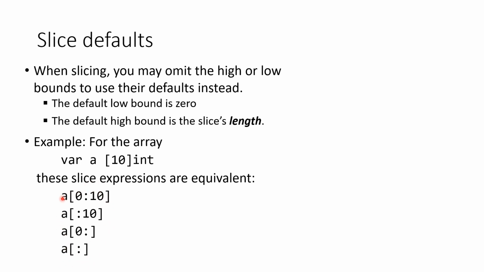They are all referencing the array A from index 0 to index 10, but excluding index 10. Right? So in the second one here, if we omit the low bound, it's the same as using the low bound of 0. And in the third one here, when we omit the high bound, it's the same as using the length of the array, which is 10, as the default value. And you can also omit both the low bound and the high bound. In this case, it's the same as referring to the entire array.